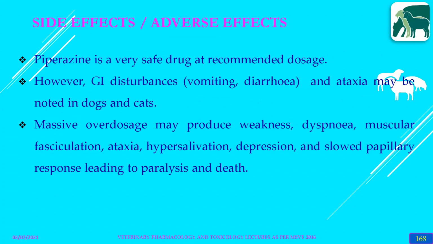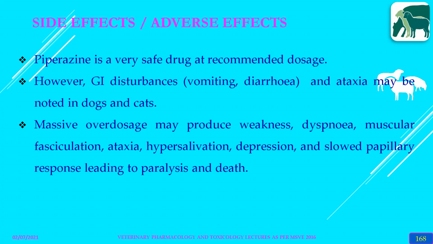Then side effects: when compared to the organophosphorus compounds, this is safe at the recommended doses. However, certain GI disturbances like vomiting, diarrhea, and ataxia may be noticed in dogs and cats. A massive overdose may produce weakness, dyspnea, muscular fasciculation, ataxia, and sometimes hypersalivation followed by depression and slowed pupillary responses, and ultimately death will occur.